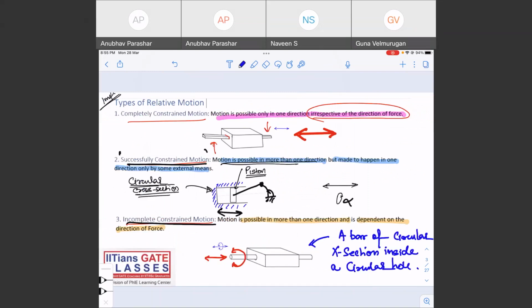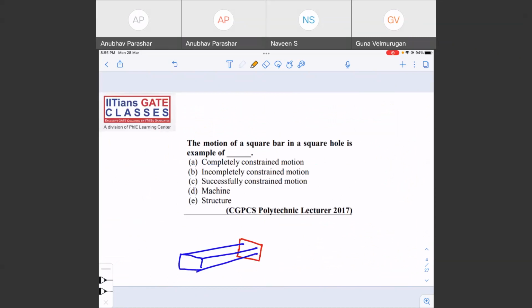So similar to this, basically it is the same example. Okay, basically this is the same example we are talking about, right? Here it is a rectangular bar in a rectangular hole, right? Only motion is possible only in one direction, right? So what would be the answer? The answer is it is completely constrained motion, right?